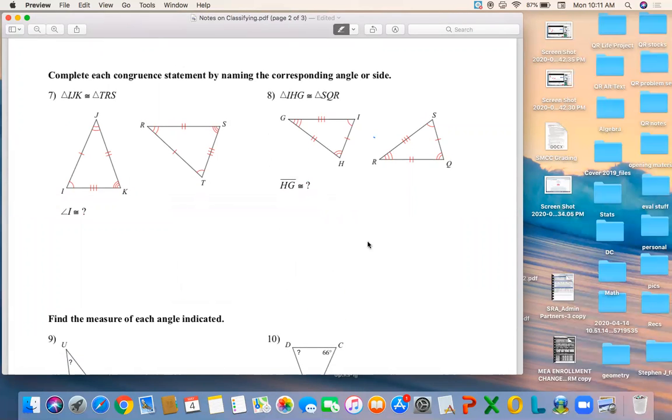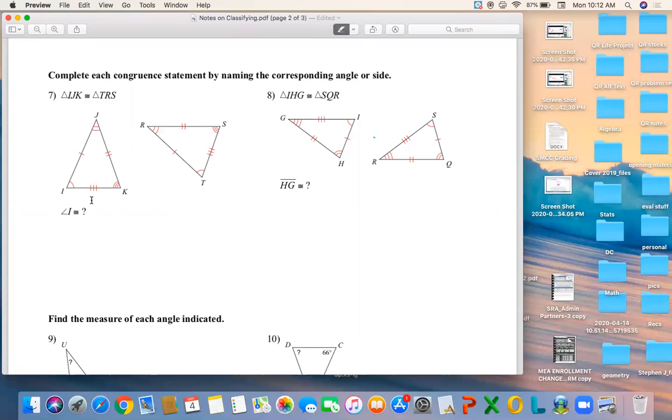This section here talks about congruent triangles. This statement right here means this triangle is congruent to this triangle. We use these markings on the side to say which sides are congruent. So I see 1 slash here and 1 slash here. That means side JI is congruent to side RT. 2 slashes here. Side JK is congruent to side RS.